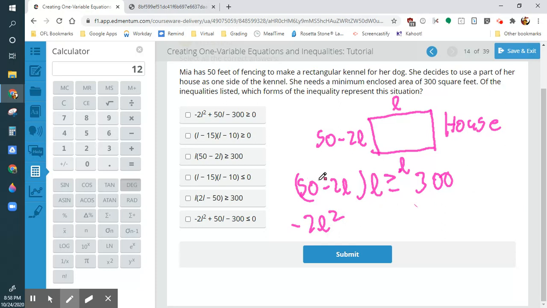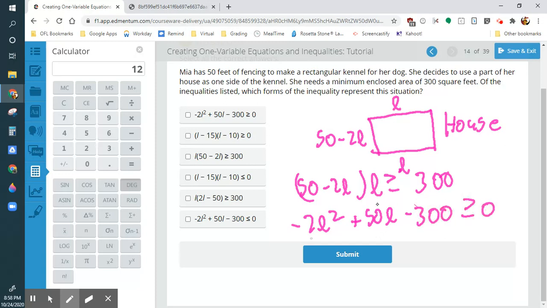I only kept this. This honestly really bugged me having the L as the second part, but I'm just showing it as she has 50 feet minus these two lengths. Then I'm going to rewrite it because it bugs me having a variable more towards the right. And then we're going to do plus 50L. And we're going to bring over that 300, so we get negative 300 is greater than or equal to 0.